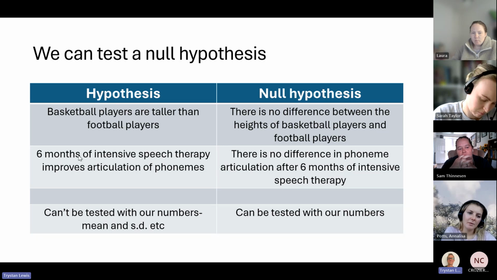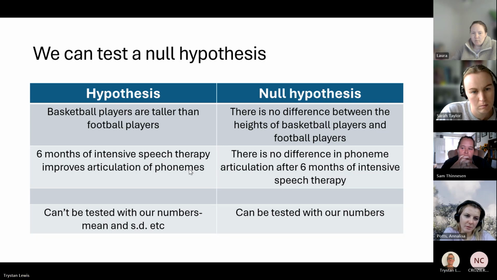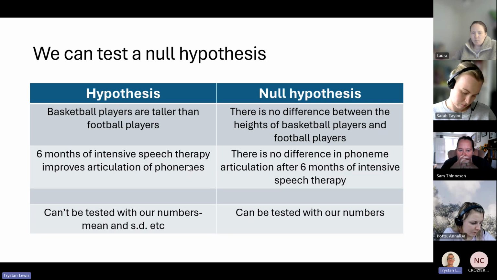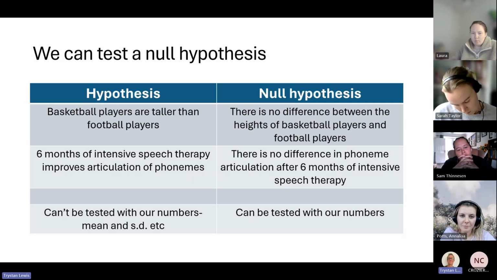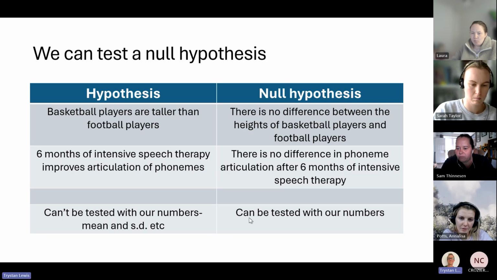Or another hypothesis, 6 months of intensive speech therapy improves articulation of phonemes. Well, unless I want to get really specific and say it improves it by this much, I can't test that. But the null hypothesis, there's no difference in phoneme articulation after 6 months. Well, I can test that. And I can test it with statistical tests that use those numbers we've just been talking about, the mean and standard deviation.